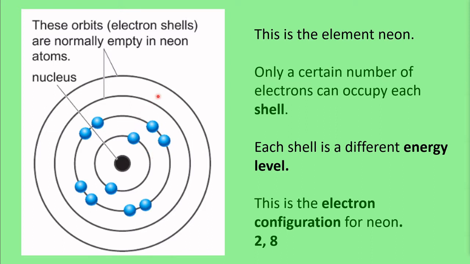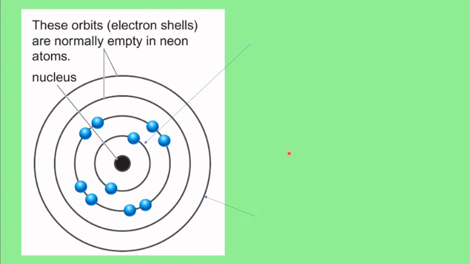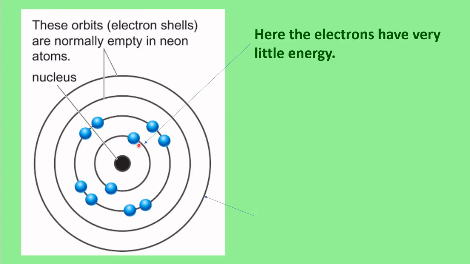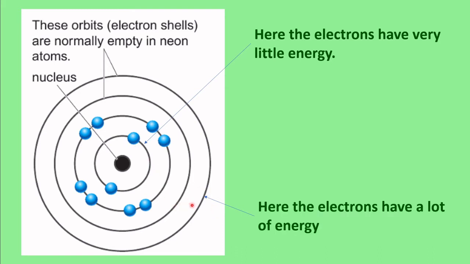Now, each shell is a different energy level. So the electrons here have a different amount of energy to the electrons here, and a different amount of energy again to electrons here, and once again here. Electrons right near the nucleus, in the center, have very little energy. They're the lowest possible energy the electrons can have in this atom. If the electrons were up here, furthest away from the nucleus, they would have a lot of energy. The further an electron is from the center of the nucleus, the more energy it has.